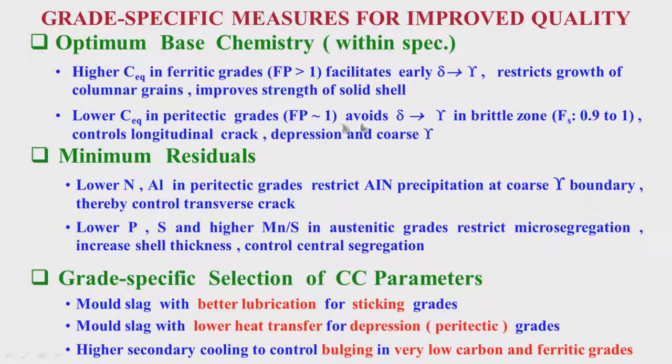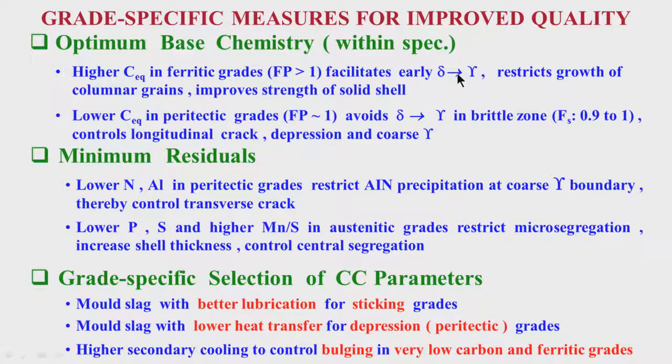But in peritectic grades, when the carbon equivalent is around 0.1 or nickel equivalent by chromium equivalent is around 0.55 for the stainless steel family, what do you have to do? Here the solution was slightly increasing carbon equivalent, but for the peritectic grades the solution is slightly lowering the carbon equivalent, or lowering the nickel equivalent by chromium equivalent in stainless steel 304 grade, which I discussed a few minutes back. Thereby what you do? You avoid this delta to gamma transformation in the brittle temperature zone.